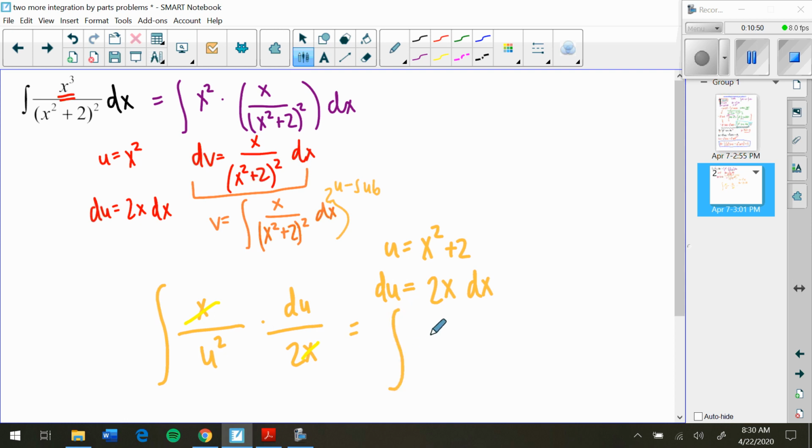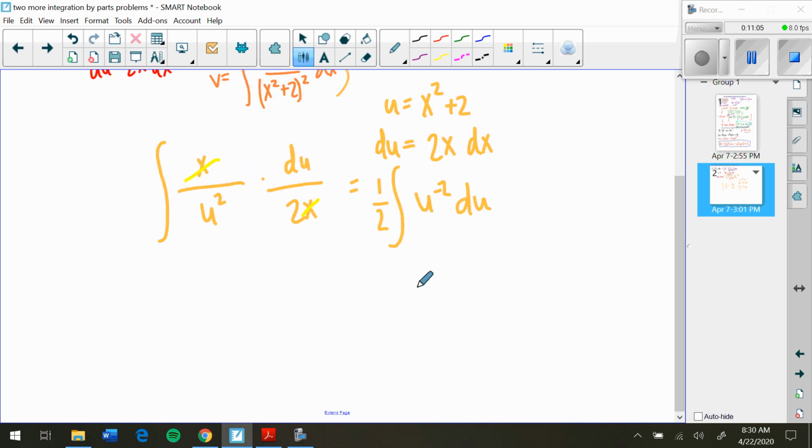the integral of, well, I'm going to pull the 1/2 out front. So this 1/2 right here comes out front. And I have u to the -2. I moved it up, du. Okay, that we can take an antiderivative of. We are definitely smart enough for this. So this is really -1/2 u to the -1.